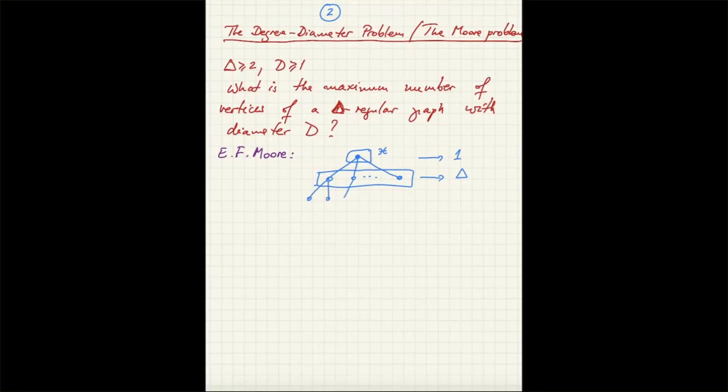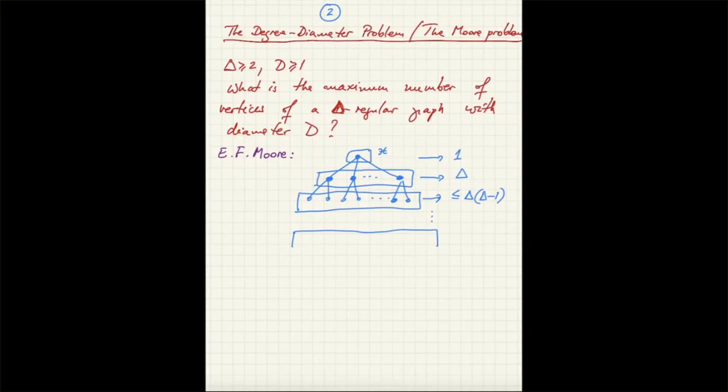Then when we look at vertices at distance 2 from X, what is the largest number of vertices that we can find there? Well, each vertex that's adjacent to X already has used 1 edge going to X. So it can have at most delta minus 1 edges going down. So the number of vertices at distance 2 from X is at most delta times delta minus 1. And so we continue like this.